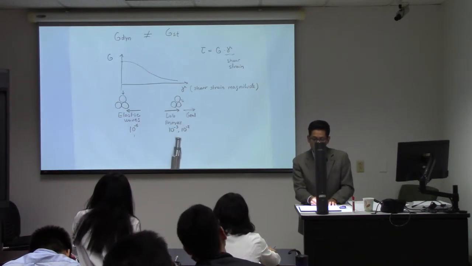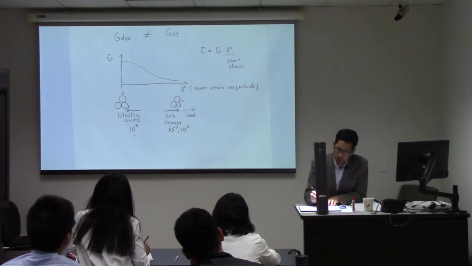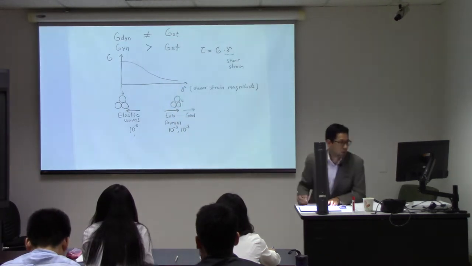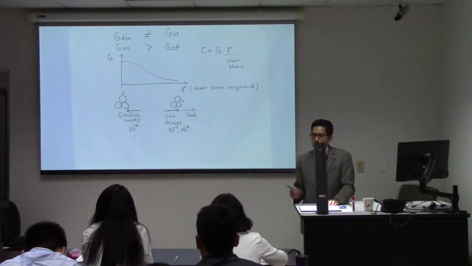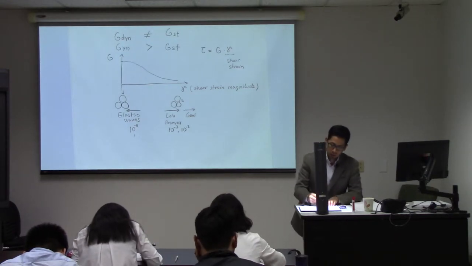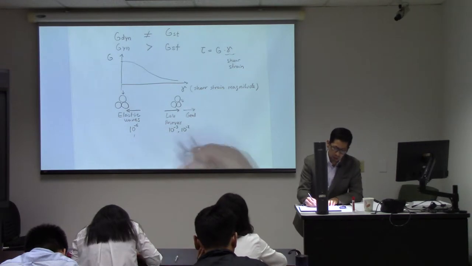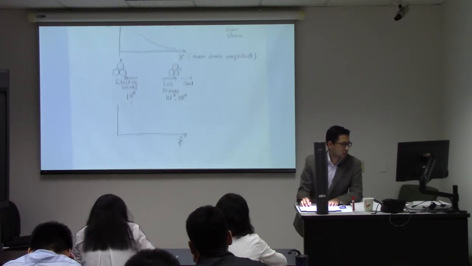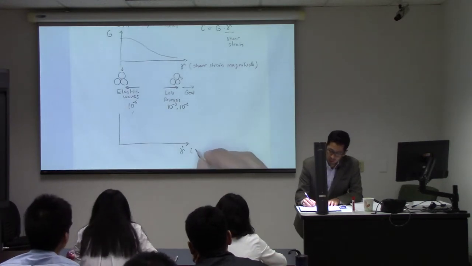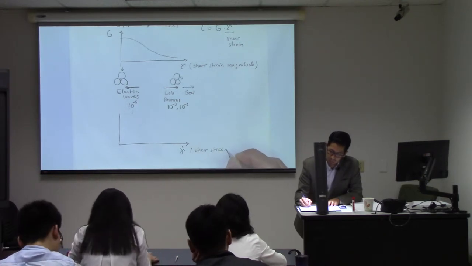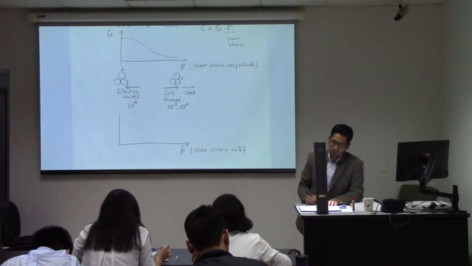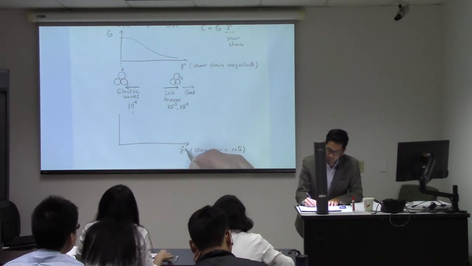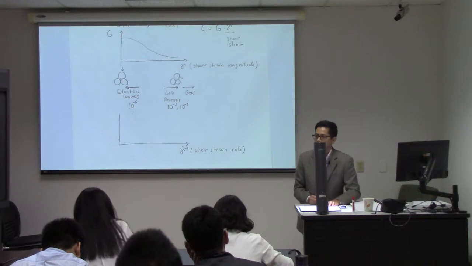And because of this, the dynamic modulus is typically larger than the static modulus. There is one more thing we also have to consider. This is the main one, but there is also an influence of the shear strain rate. And in order to simplify a plot that I'm going to do later, I'm just going to plot the inverse of the shear strain rate, OK?